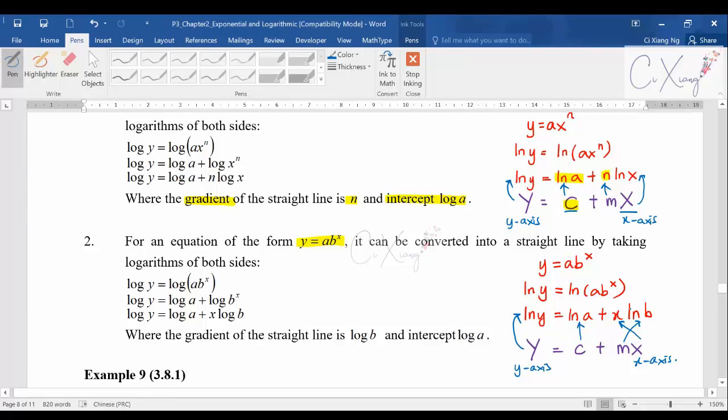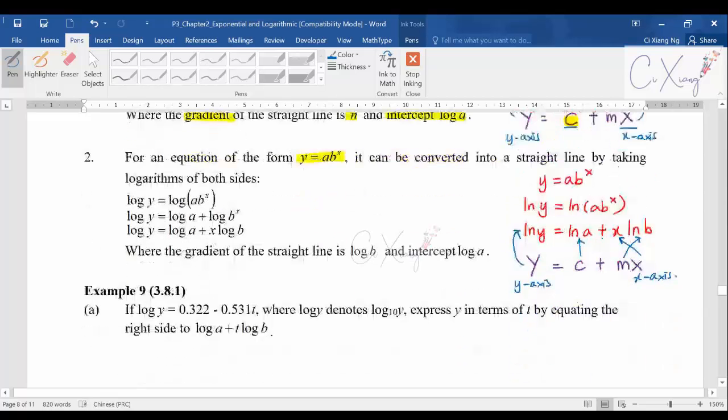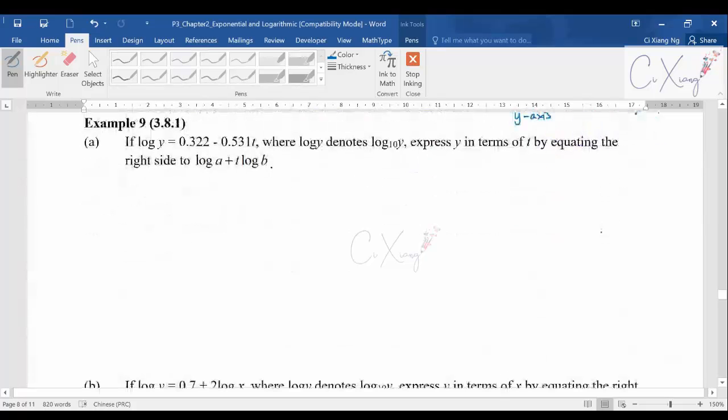So the idea is something like this. Okay, so how are you going to convert it and so on? I will show you later. There are some examples to show you later. Okay, you'll learn from that. Alright, so let's have a look at example 9 first. Let's talk about some very basic question.